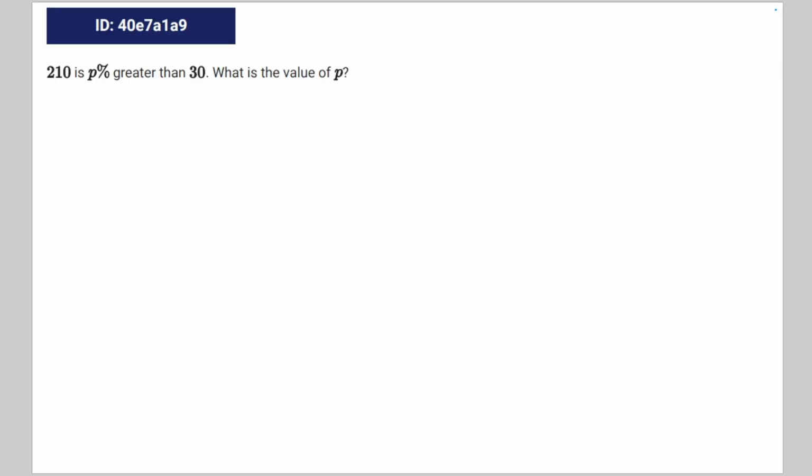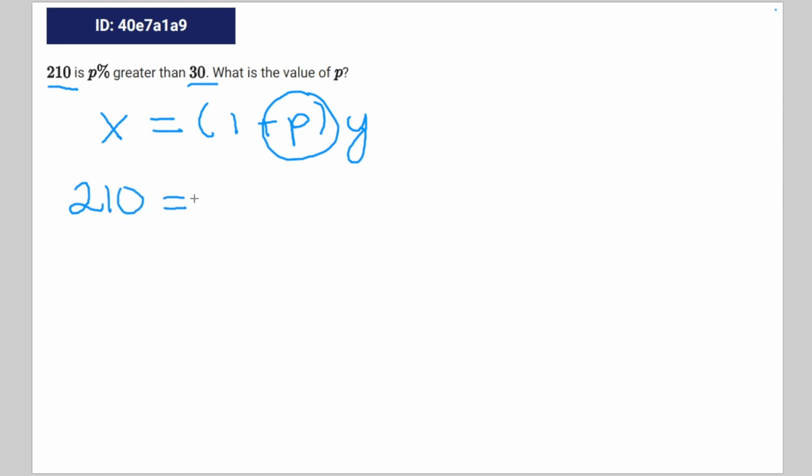So we have the second type of problem that shows up a lot on the SAT. That's going to be a number is p% greater than another number. What is the value of p? So all we really have to do is refer back to the earlier equation. X is equal to 1 plus p times y. In this situation, we know the x and the y, but not the p. That's going to be 210 is equal to 1 plus p times 30.